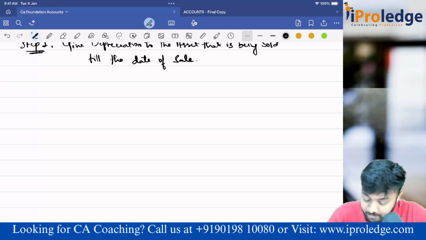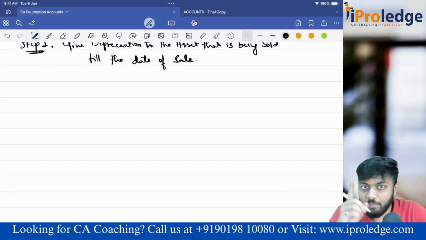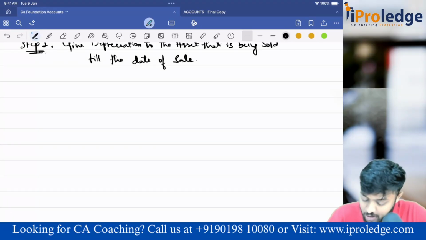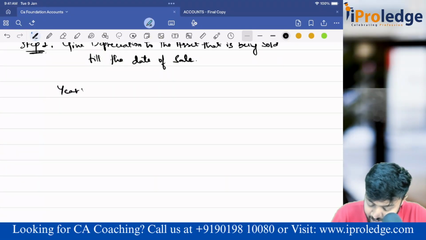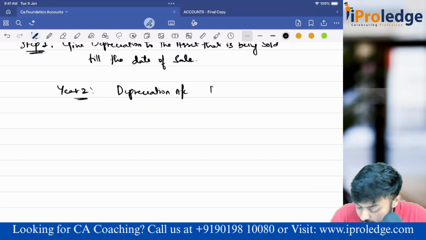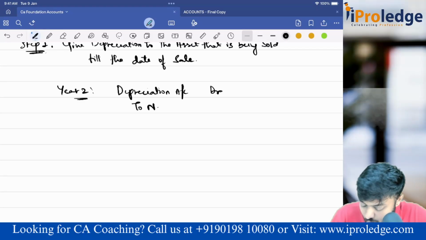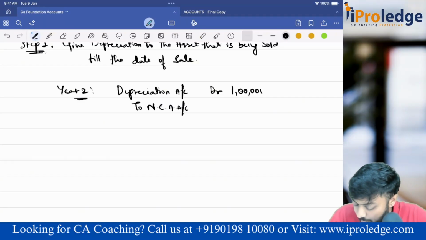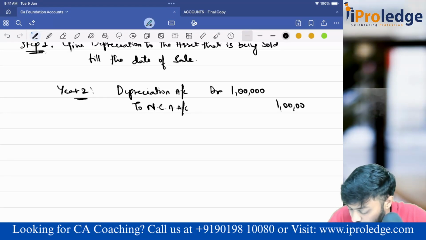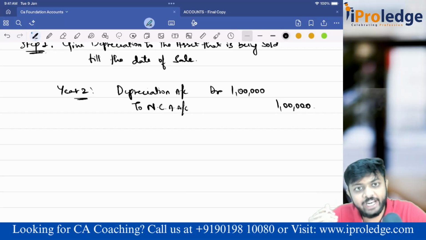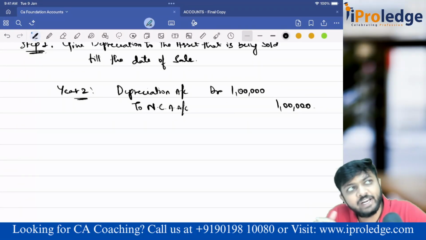So what is the entry for giving depreciation? In this method, remember, we are not maintaining provision for depreciation account. So for year 2, depreciation entry will be depreciation account debit to non-current asset account 1 lakh. So first step I did, please give depreciation till the date of sale. Here, good that I am selling the asset at the end of the year.